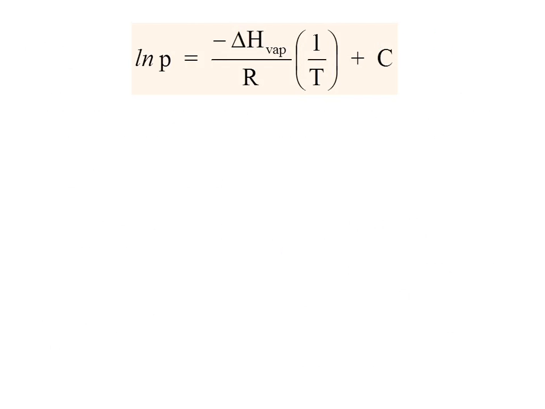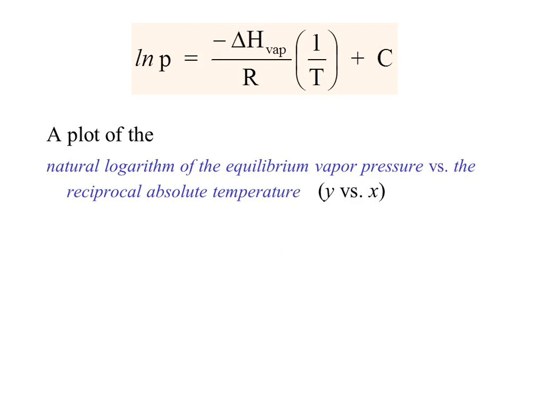So far, so good. Clausius-Clapeyron plots. We're going to make one here in a minute. Okay, so again, along the y-axis is the natural log of the vapor pressure, and along the x-axis is going to be the inverse of the temperature. The temperature has to be in units of Kelvin.